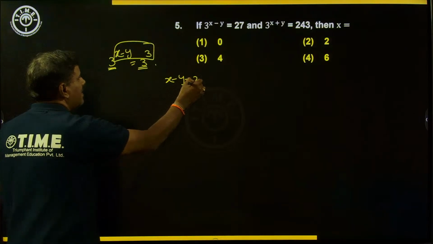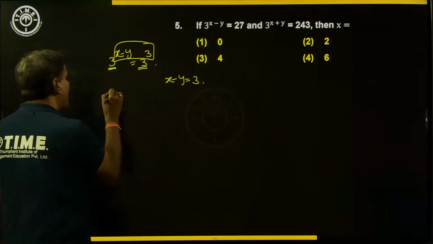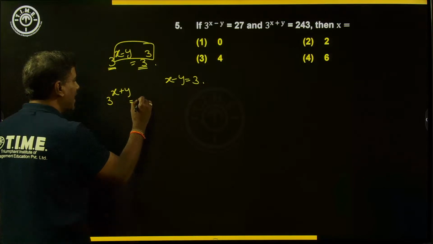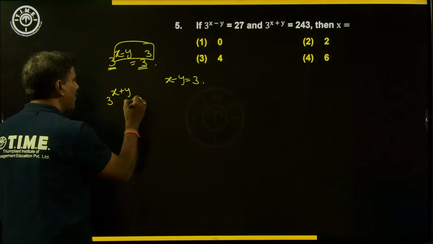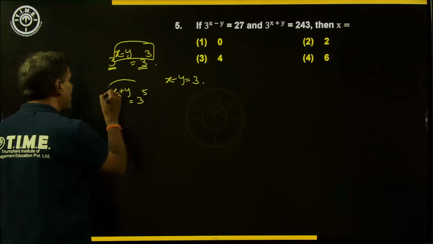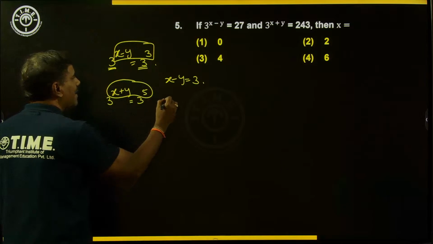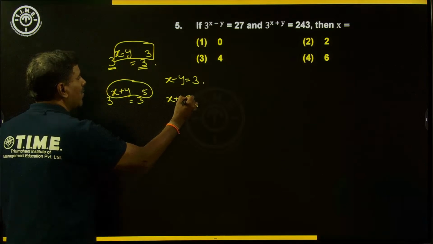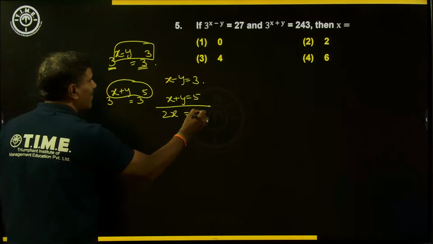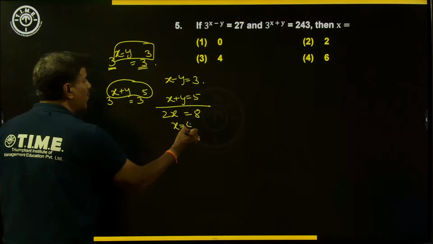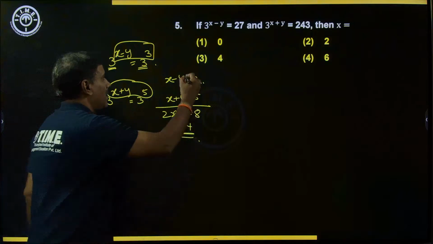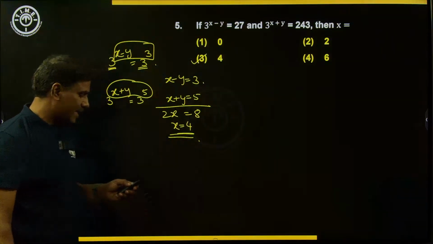Similarly, the second one, 3 to the power of x plus y is equal to 243. 243 is nothing but 81 threes. 81 is 3 power 4. 3 power 4 into 3 power 1 means 3 power 5. So now again equating the indices, x plus y should be equal to 5. If we add these two, we get 2x is equal to 8. So x should be equal to 4. One more easy question, right? Let's look at the next one here.